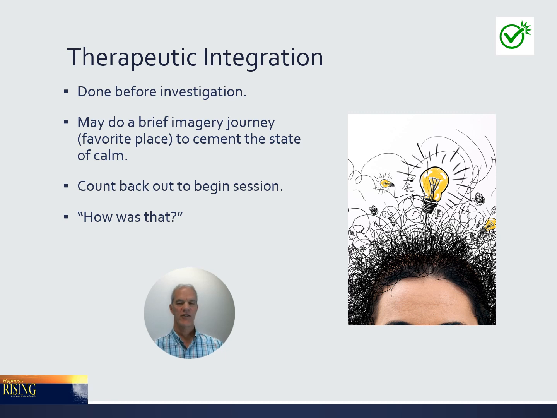To emphasize, this is done before the investigative beta state portion of the session. A brief imagery journey to a favorite place may cement the state of calm. Building on our example, one of golf's pleasures is the opportunity to walk in a garden setting. Removing the competitive stress from the experience may support the subconscious to maintain the fluidity so essential to refinement of motor control networks. When complete, count the client out and ask, "How was that?"